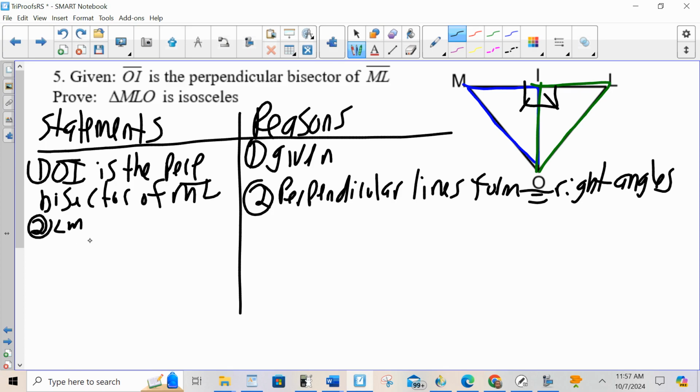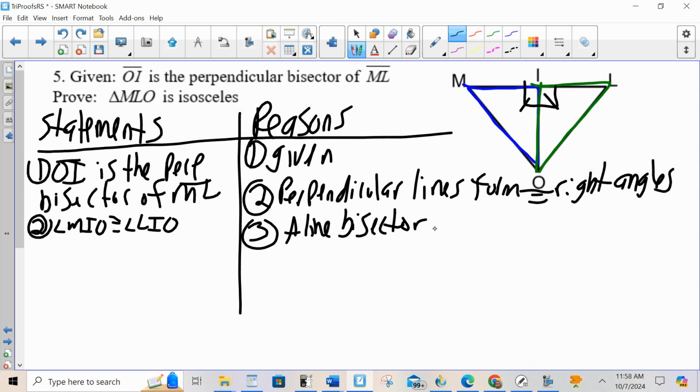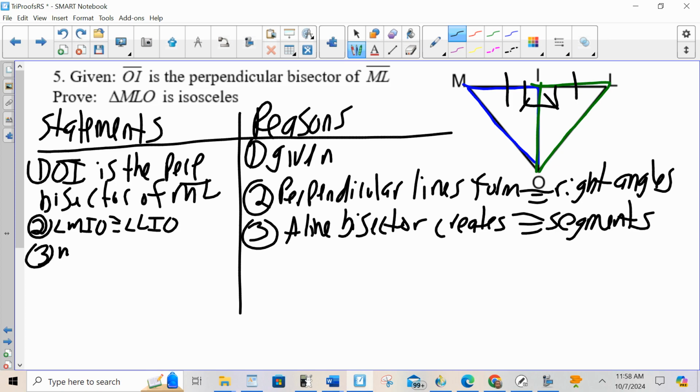Angle MIO is congruent to angle LIO. Make sure that I is in the middle. And then I also have bisector, a line bisector, or you can say perpendicular bisector. Either way, creates congruent segments. So I've got MI is congruent to IL. I got two pairs of things congruent.